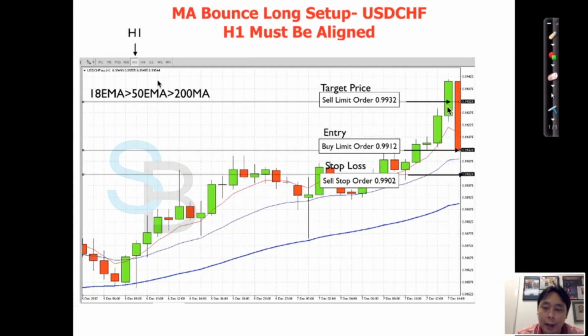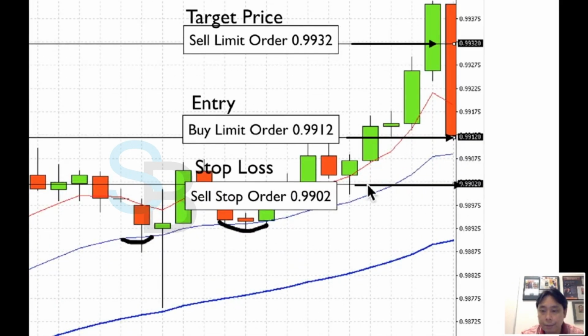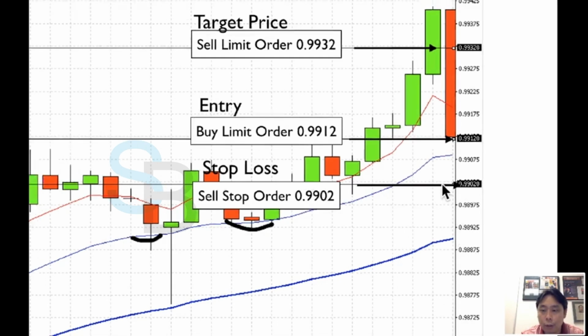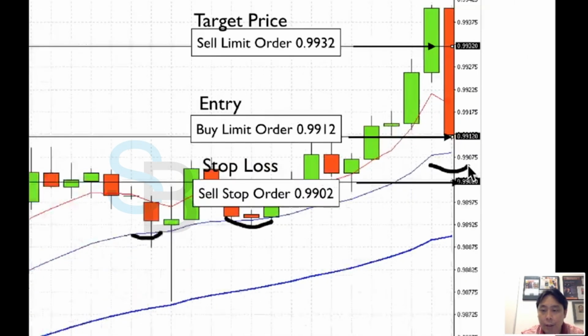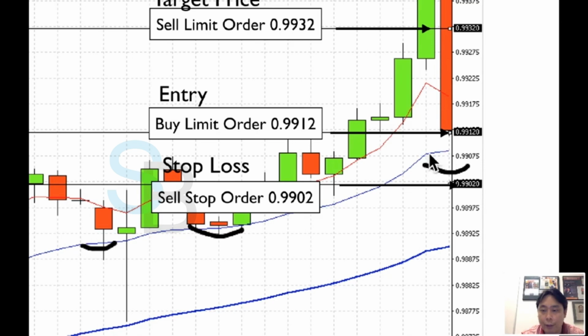And you can see that, again, on the hourly candles, the 18 moving average is a support. Can you see the support? Yeah. So my stop loss at 9902 is below the 18 moving average, which is this blue line. So it's below support.